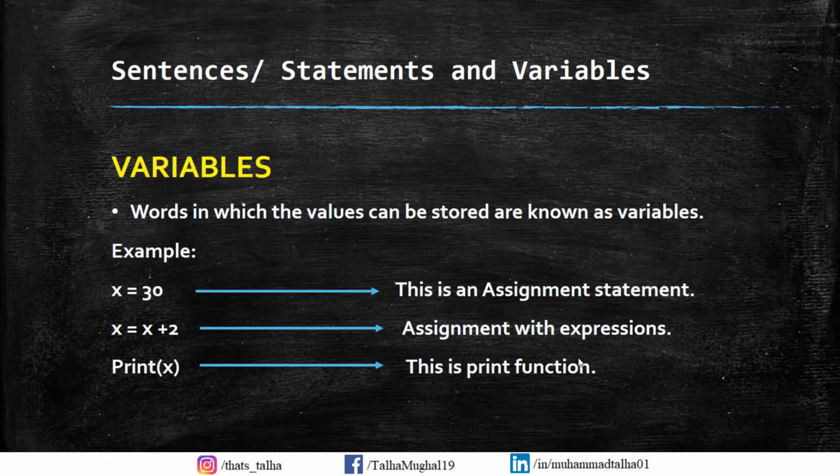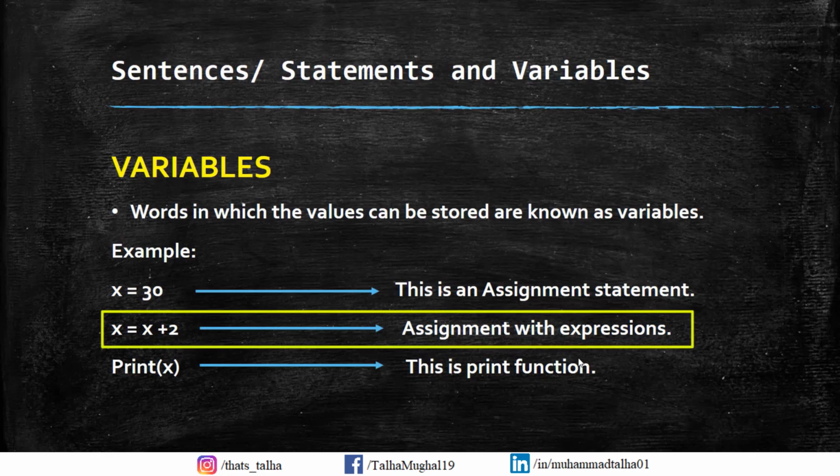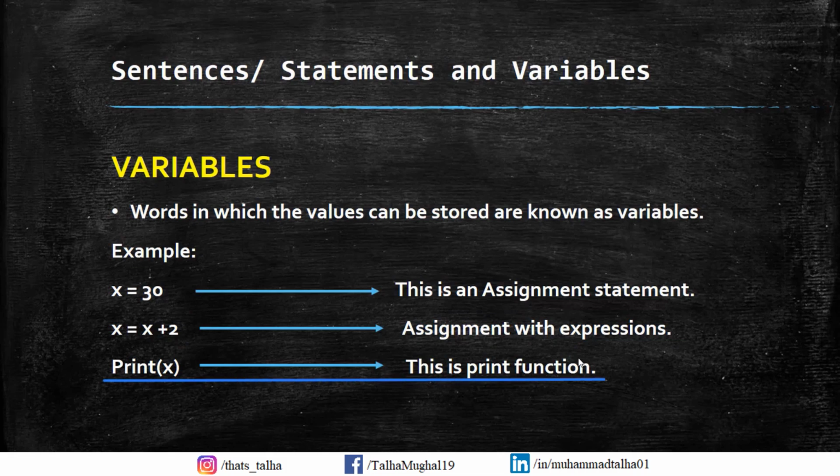Now look at the next line. Here X is equal to X plus 2. On the right hand side, we have an expression which is X plus 2. And on the left hand side, we have a variable which is also X. And we are assigning the value of X plus 2 to the variable X. So this line shows assignment with expression. In the next line, we have print parenthesis X. This is the print function, which is used to print the value of that variable X.